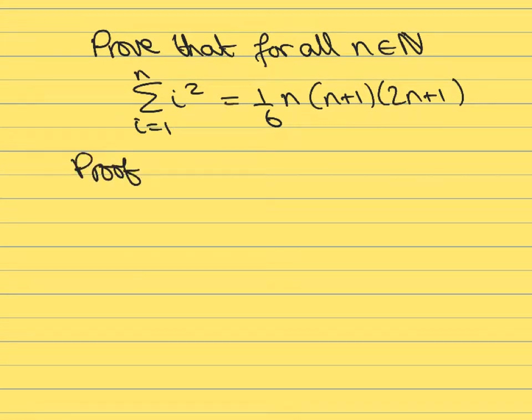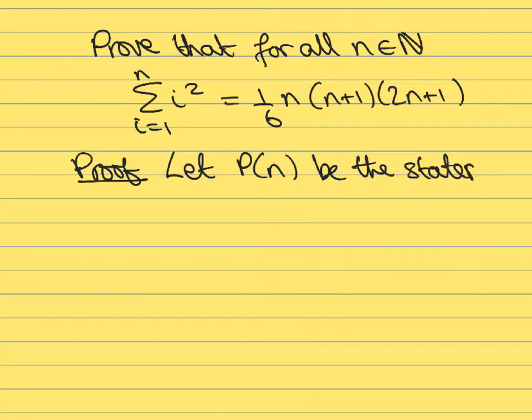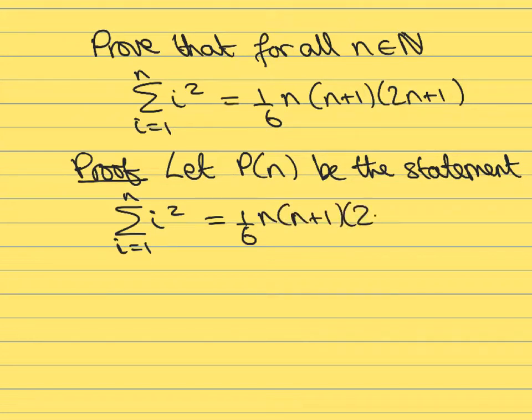So let's look at the proof. We're going to use proof by induction. So we need to define our P(n), our predicate here, and it's just going to be the line above. We'll define P(n) to be the statement: the sum of the first n squares is one sixth n, n plus 1, 2n plus 1.